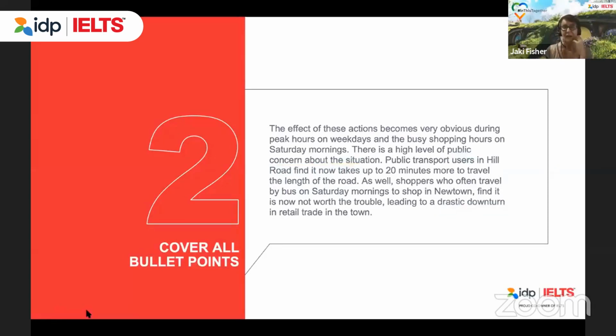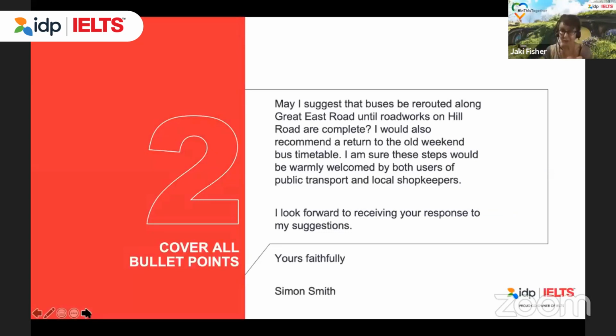Okay. So now remember the third bullet point was suggestions. So again, there are 2 suggestions. May I suggest buses be rerouted? And with a linking word, recommend a return to weekend timetable. Okay, so that's the third. And do you notice that each bullet point, there is roughly the same amount. You should have the same amount for each bullet point.